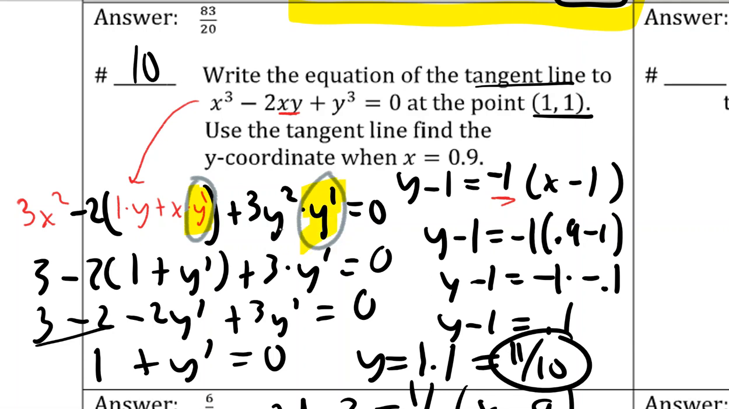So the implicit was definitely the unique thing about that question. And even though it looked really bad, after doing that, since you got to plug in 1 for all the x's and 1 for all the y's, it wasn't too hard to solve.